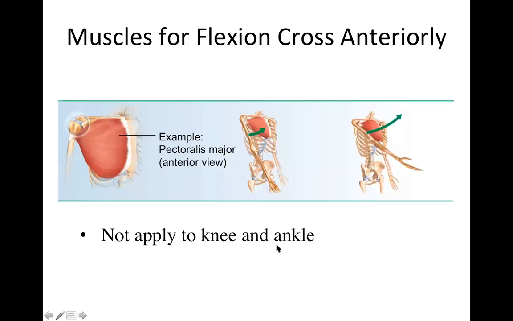Okay, so if we think about the location of our muscle, we can think about what it does. So muscles for flexion cross anteriorly. So we're going to think about moving our humerus, being the arm bone. And if we're crossing anteriorly, crossing to the front, we're going to pull our arm to the front. So our pectoralis major crosses anteriorly, and it's going to be involved with arm flexion, or flexion at that shoulder joint, because it crosses to the front, and it's going to pull the muscle to the front.